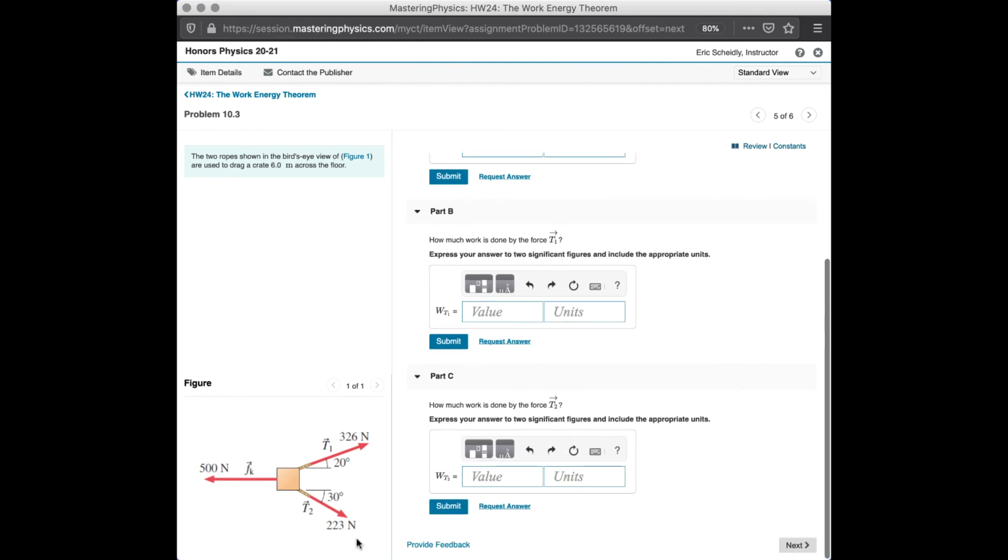How much work done by T2? Same thing. 223 newtons cosine 30 degrees to get the component of the tension that's in the direction of the displacement, and multiply by the displacement of 6 meters. 223 cosine 30 times 6, a positive work done in joules.